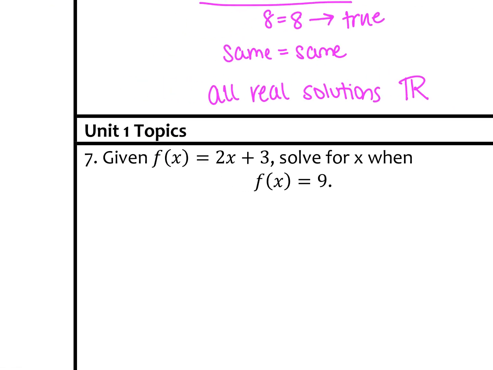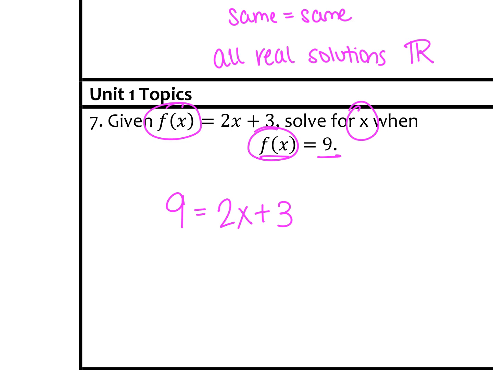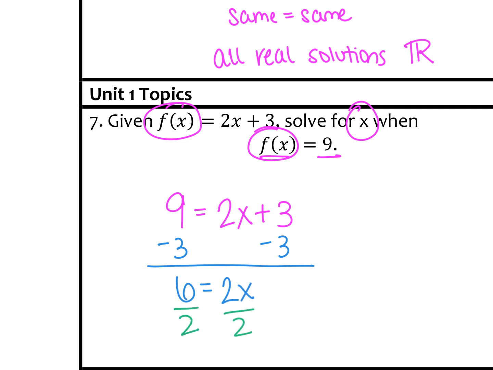All right. Given f of x equals 2x plus 3, solve for x. Okay, so we're solving for x when f of x equals 9. So this f of x I'm given is 9. So I'm going to substitute or replace that f of x with my given amount. Then it just becomes what we did up top. 9 minus 3 is 6. Divide both sides by 2. x is going to equal 3 for us.